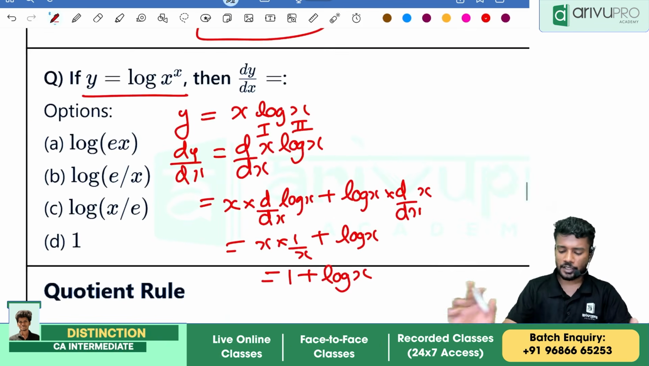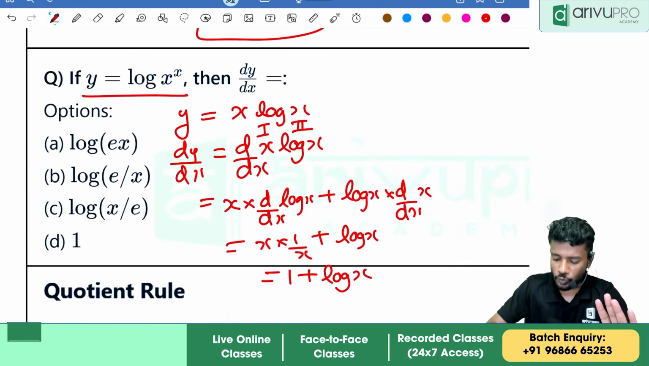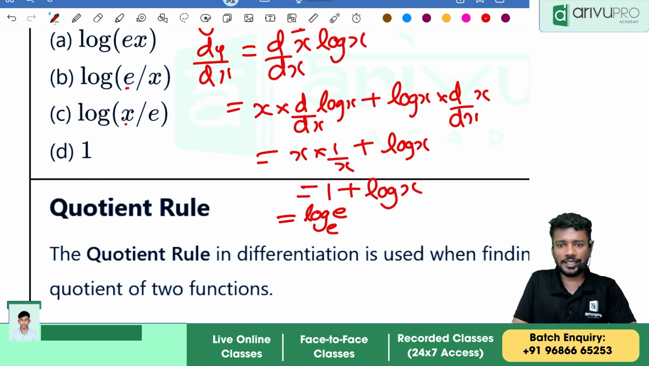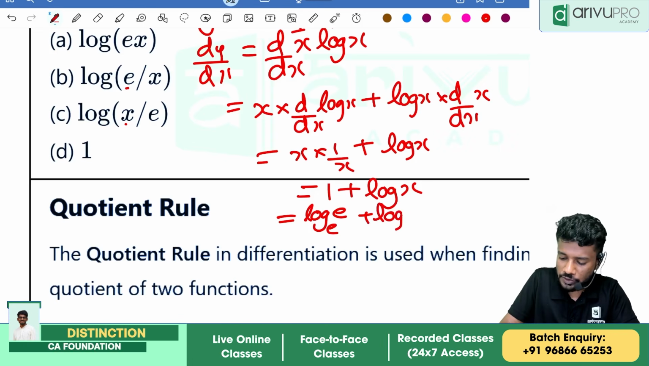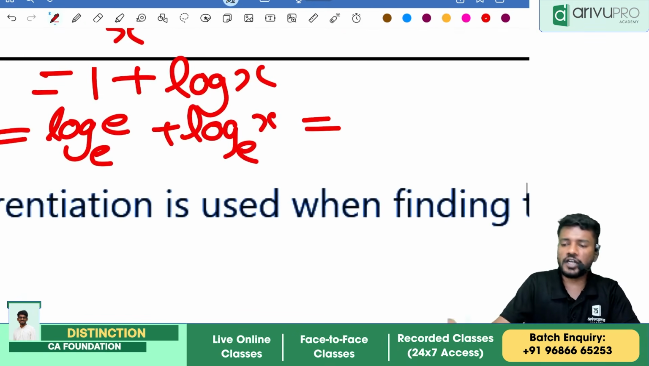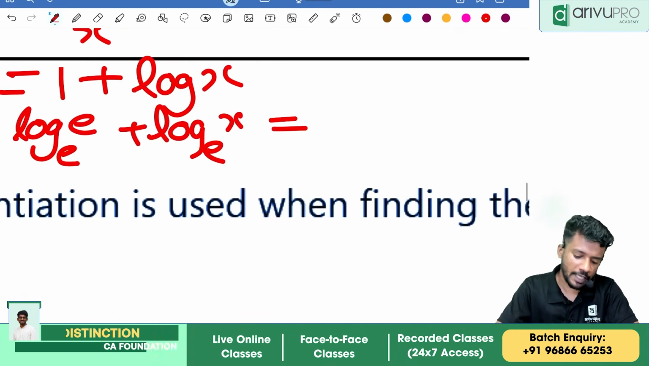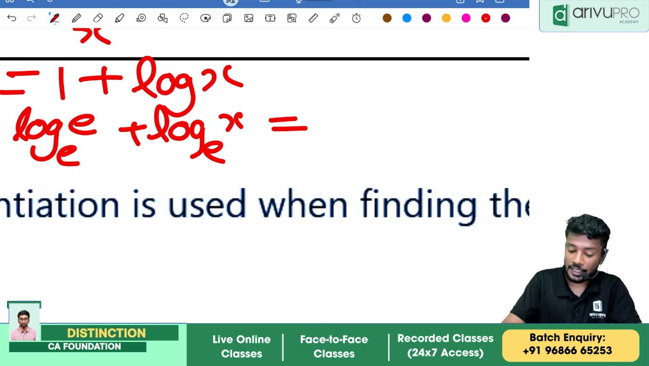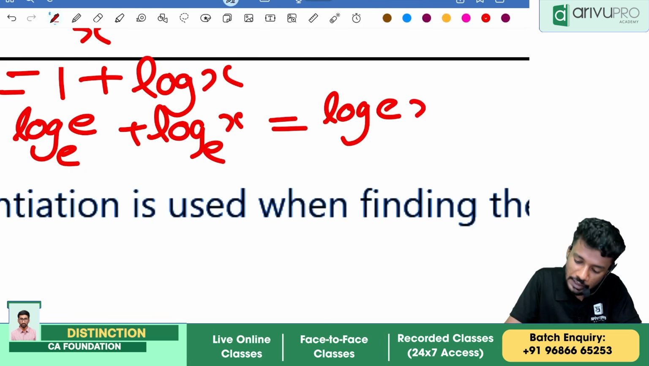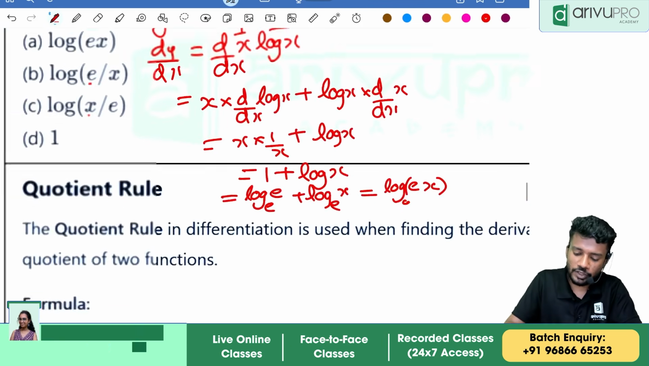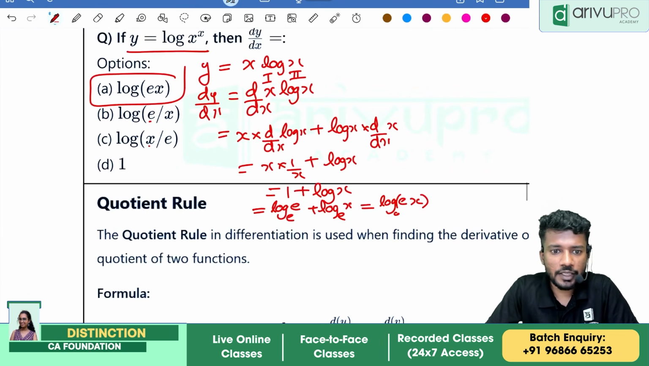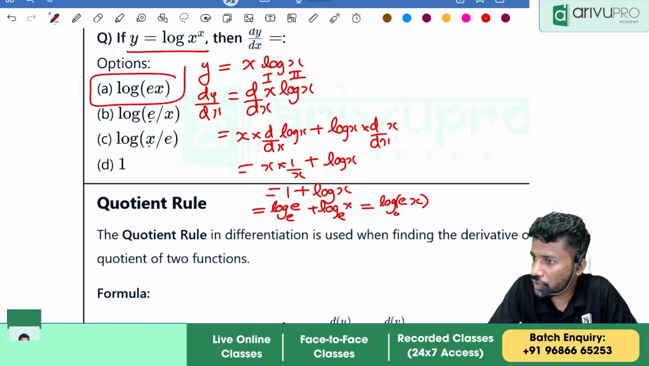Now look at the options and tell me, are there any possible answers? No. So what to do over here? Instead of 1, since everything is mentioned in e, can I write it as log e to the base e plus log x to the base e? Log of a plus log of b is what? Log of ab. That means log of e x to the base e. What is the answer? Option A. Understood this? Are you getting it? Everyone? Yes. First, second, third, fourth.